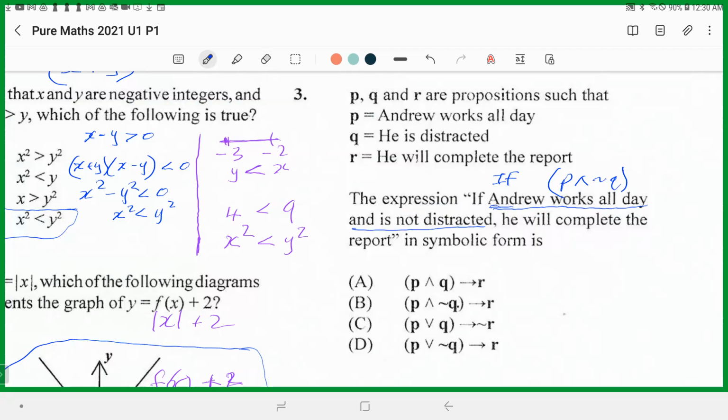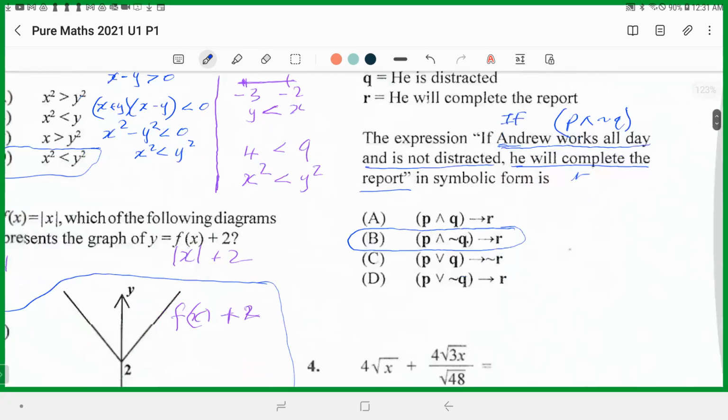This is a then. He will complete the report. So that if-then statement, he will complete the report. So this is an R. He will complete the report is an R. All right. So basically this one is the antecedent and this is the consequent. So you're looking for that. So P and not Q implies R. So this is the answer. Nice and easy. Next one.